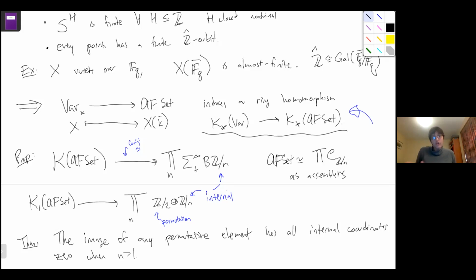So now, in order to demonstrate that there are non-permutative elements, or even to identify that a particular element is non-permutative, you need to compute its image under this map and compute its internal coordinate. And if it's non-zero, then it must be non-permutative.